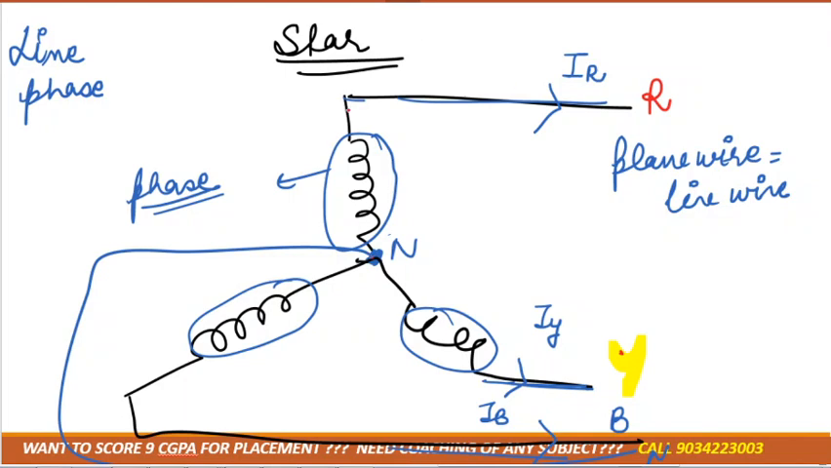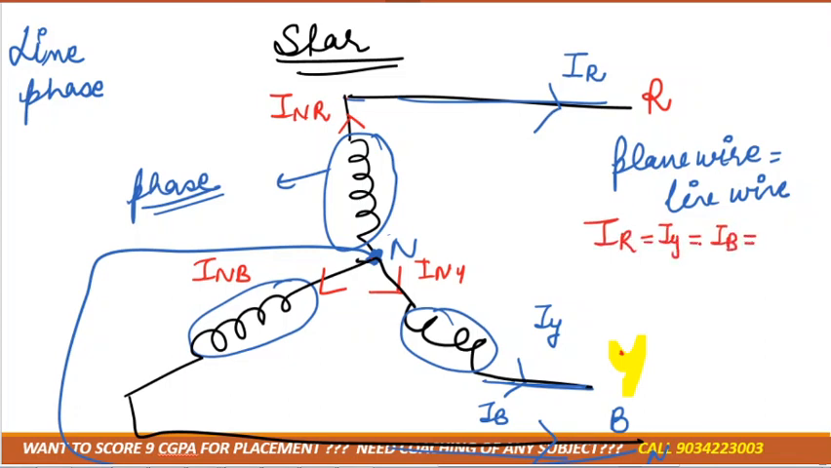Here the current moves from N to R, so we can denote it by INR. Here the current moves from N to Y, so we denote it by INY. Here the current is denoted by INB, right? So IR, IY, IB are all the currents flowing in the plain wire. Can we say that IR, IY, IB is the line current? Yes or no? Line current is always denoted by IL.